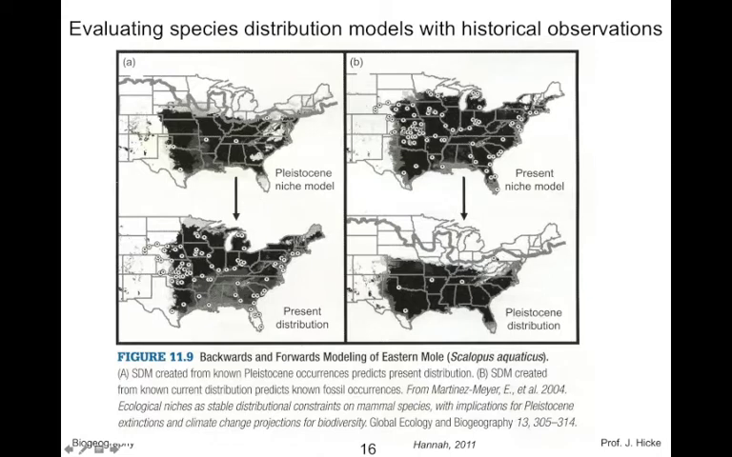So this is a pretty good example, not very frequently used because it requires both climate data in the Pleistocene and Pleistocene observation records. But it does show that this particular model does a pretty good job. And so when we use this particular model forward in time to evaluate how climate change or other effects will influence distribution of these moles, we have a lot of confidence in the ability of that model and its results.